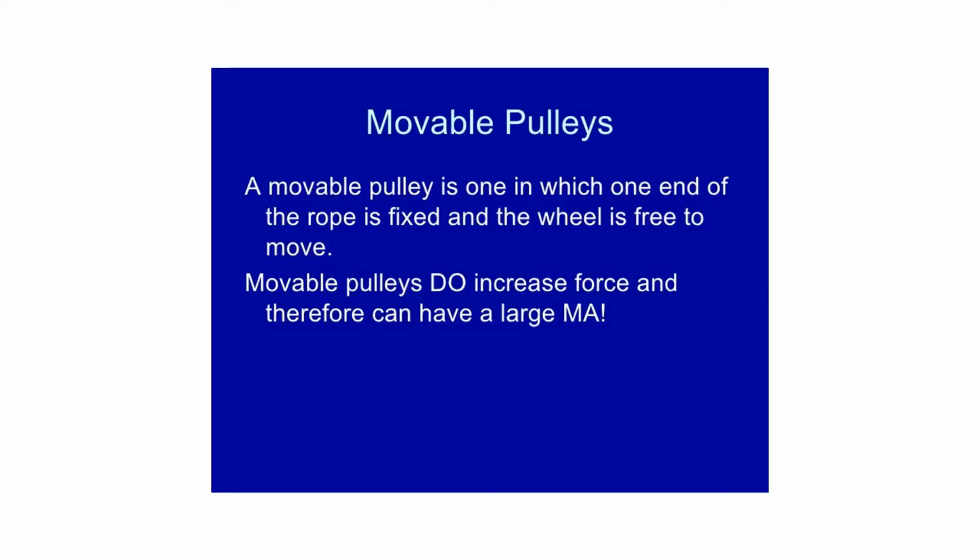Movable pulley. A movable pulley is one in which one end of the rope is fixed and the wheel is free to move. Movable pulleys do increase force and therefore can have a large mechanical advantage. In the following slides, we will see about the movable pulleys.